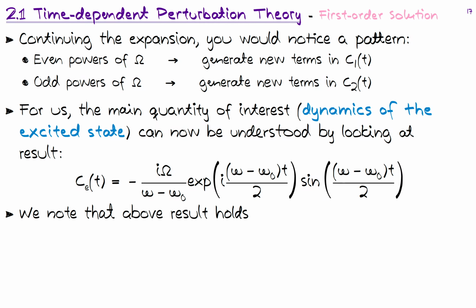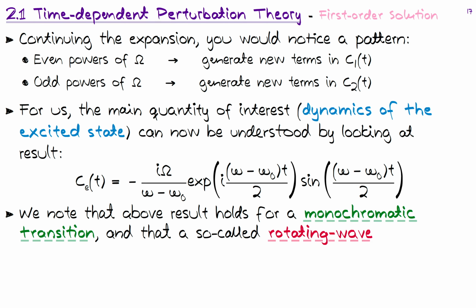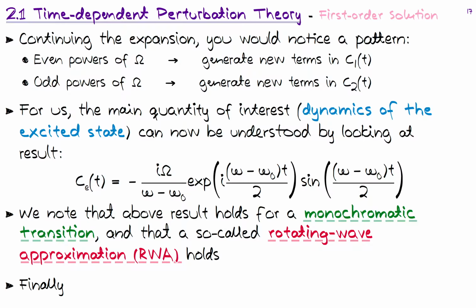Here we have assumed a so-called monochromatic transition. We assume that the incident field is monochromatic, and that these frequencies are close to each other, so that we are essentially hitting almost the resonance of our system. This is one of the assumptions we need to derive the CE coefficient in this form. In addition, we use the so-called rotating wave approximation, RWA, here.